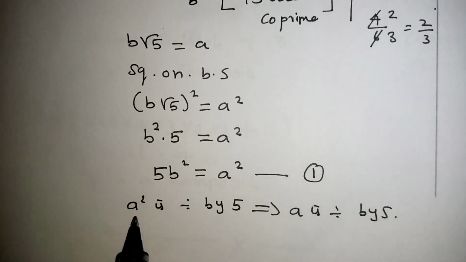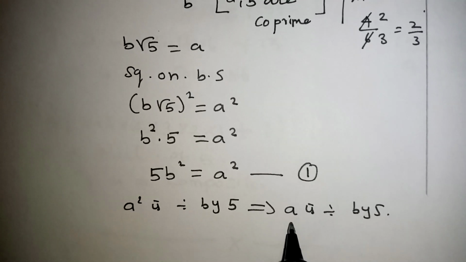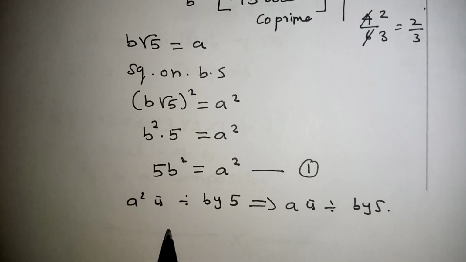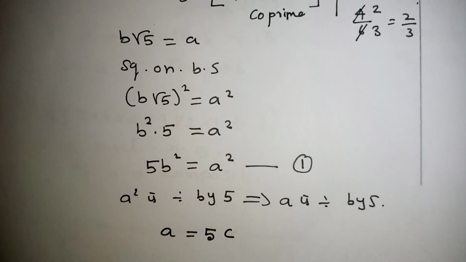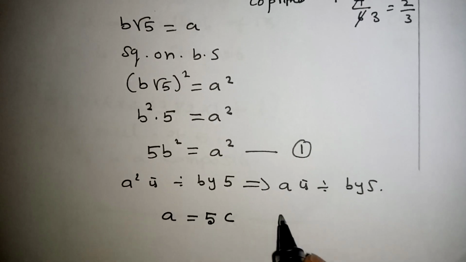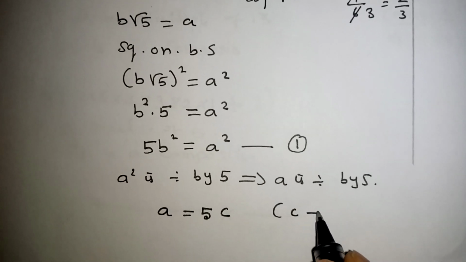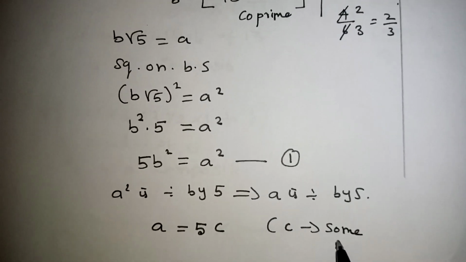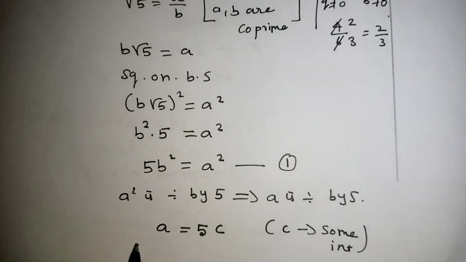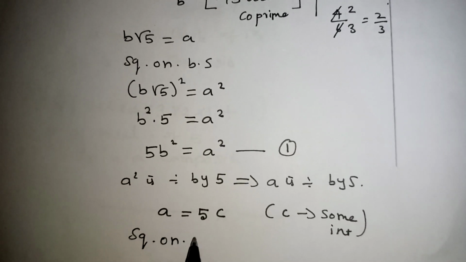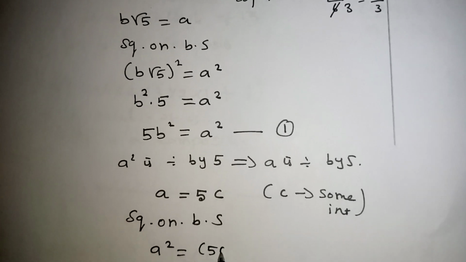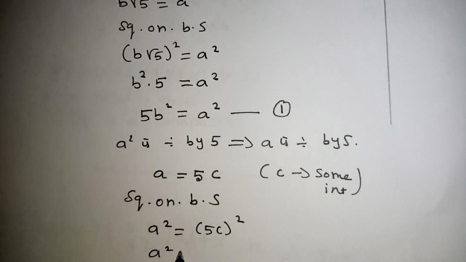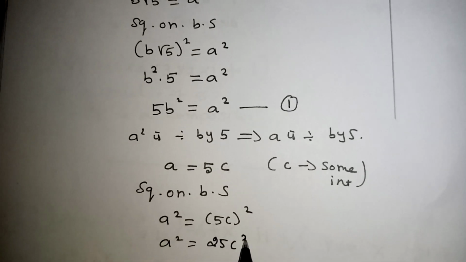We know that A squared is a number which is divisible by 5. That means A is also divisible by 5. So we are going to assume that A is a multiple of 5. So I can say that A is equal to 5 into some constant C. C is some integer we can take here. Now again you just do the square on both sides. So this will be A squared, and this will be 5C the whole squared, that is A squared equal to 25C squared we can write.